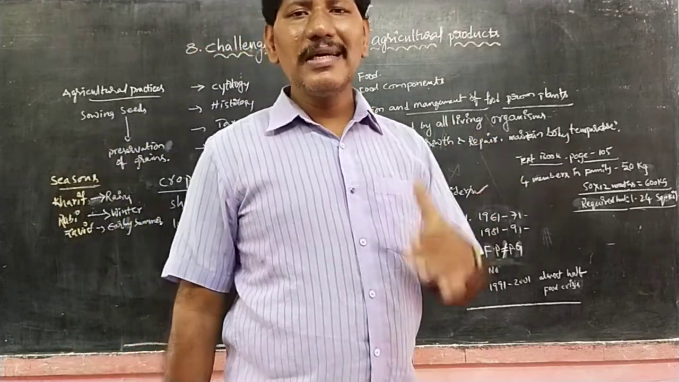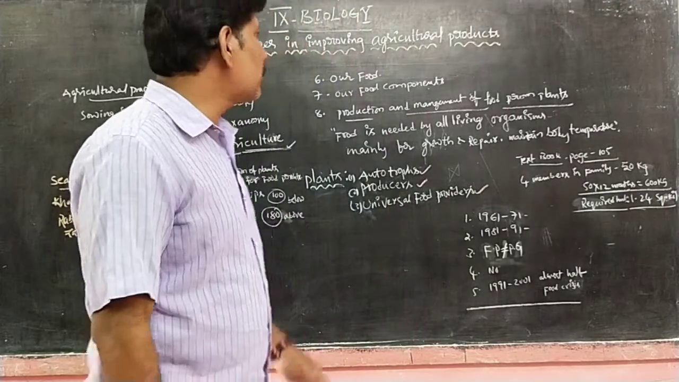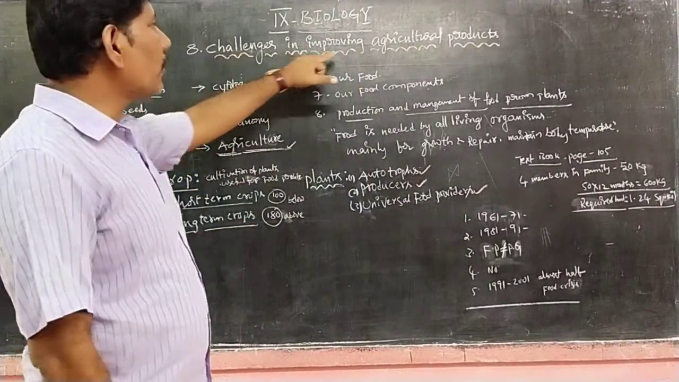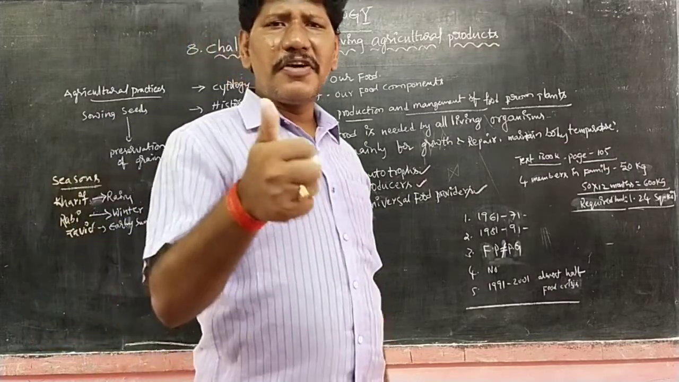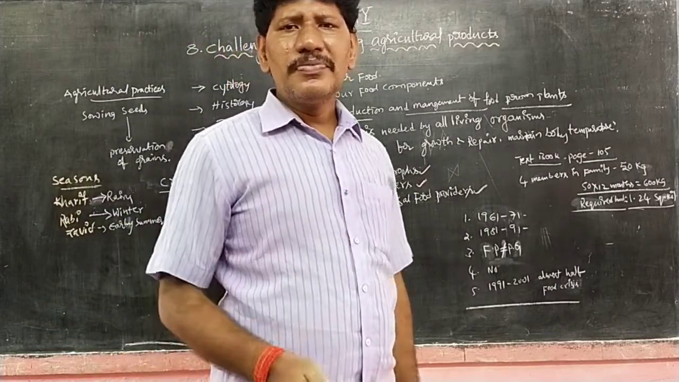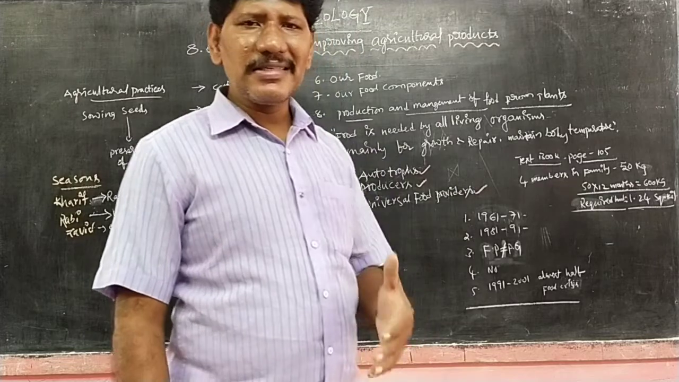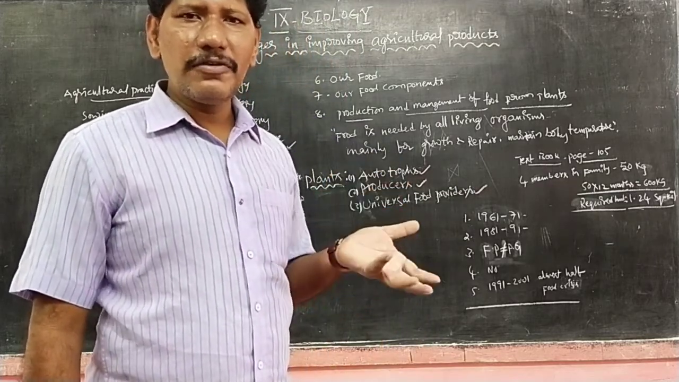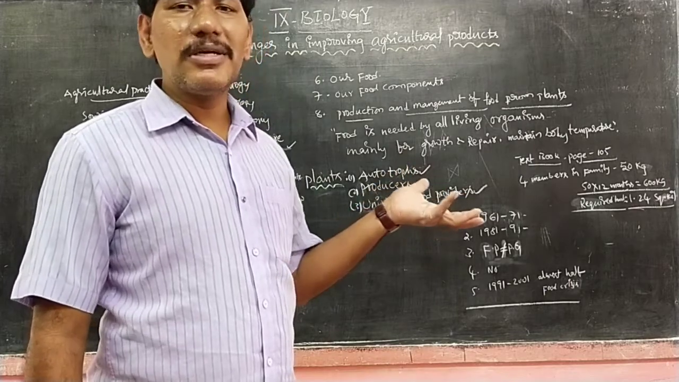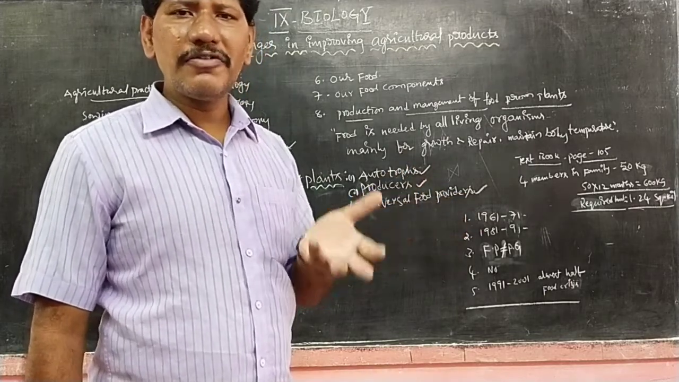Then we move to the 9th standard. The topic is challenges in improving agricultural products. So what are the challenges a farmer is facing while cultivating the crop? That is very, very important. Let us take an example, and then we are going to observe the history of food grains and population growth ratio in tabular form.